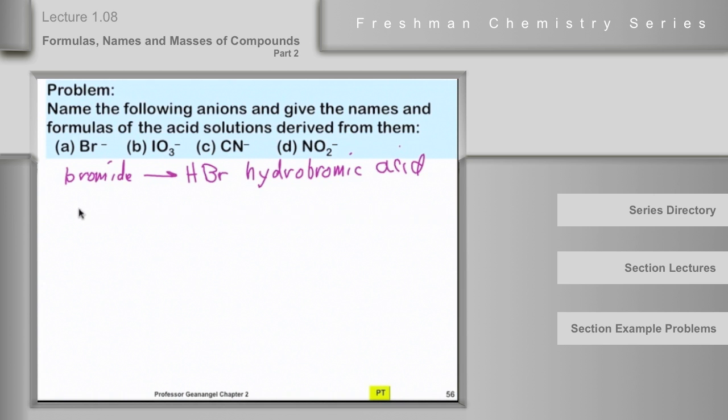Number B here, IO3 minus, as we saw a few minutes ago, is the iodate ion. It's going to take 1 hydrogen to balance its charge. So this would be HIO3. And ATE ending of the oxoanion goes to IC ending for the acid. So this becomes iodic acid.